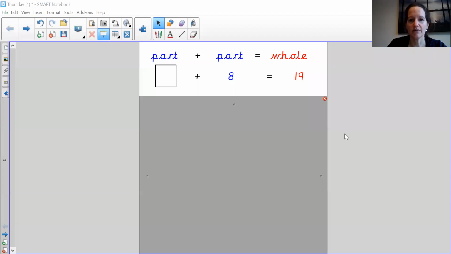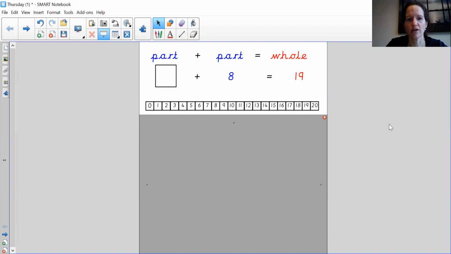So we're going to start with some questions that I want to see if you can solve. We have part plus part equals whole. There's my number line for you: something plus 8 equals 19. Can you remember how to solve that? Remember we did that last week. So have a think. Pause the video, solve the question, and then hit play when you're ready, okay?